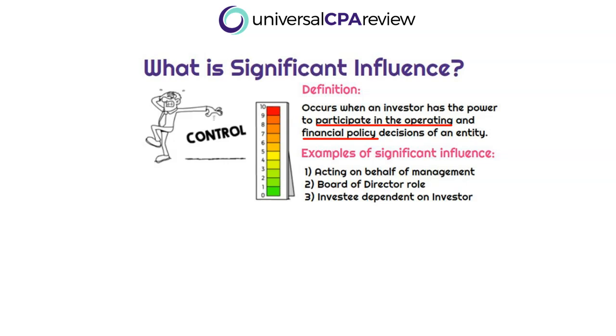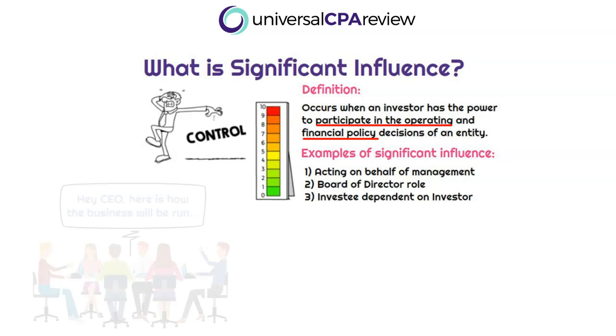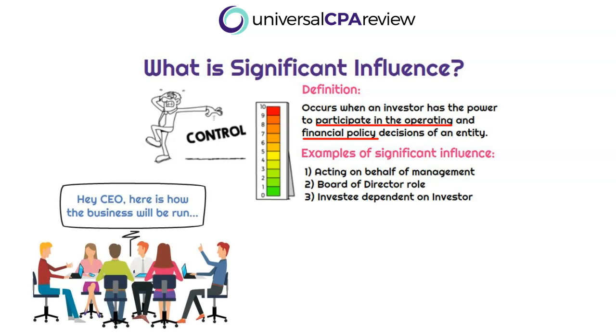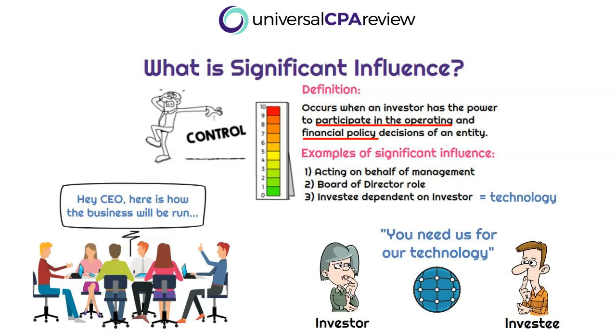What are some examples? Well, if we as an investor hold 20 to 50%, well, if we can act on behalf of management, meaning we make financial or operating decisions, that's significant influence. If we have a board of director role, well, we have the ability to direct the company, and so we would have significant influence. Or this company we invested in, they could be dependent on us. And what's an example of that? Well, let's say that we own technology and the company we invested in relies on that technology. Well, if we pull that technology, that's going to be a big problem for the company, right? So we have significant influence on what they do.